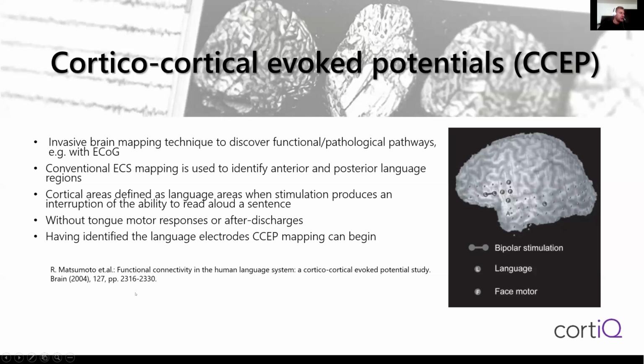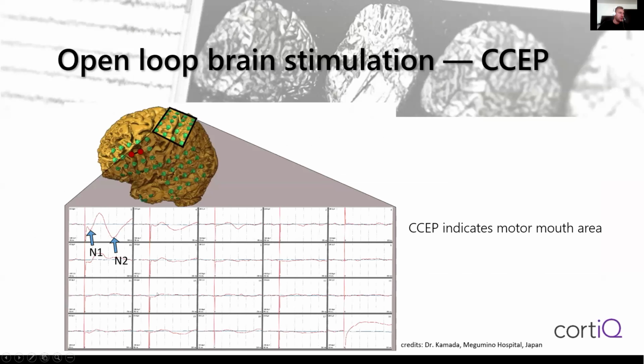And this technique has been introduced for functional connectivity measure by Riki Matsumoto in 2004. And since then, gradually, of course, it's growing more attention and interest. So the basic aspect is that we have a few components that are often characteristic and reoccurring for the stimulation response. So usually an N1 and N2 potential at around 30 to 70 milliseconds and 50 to 150 milliseconds.